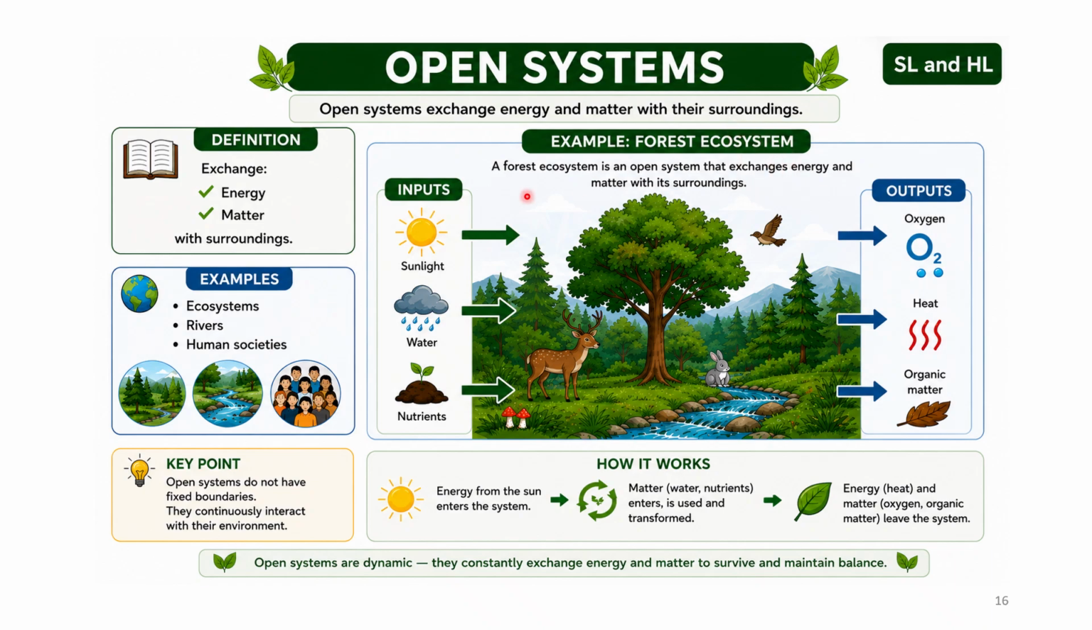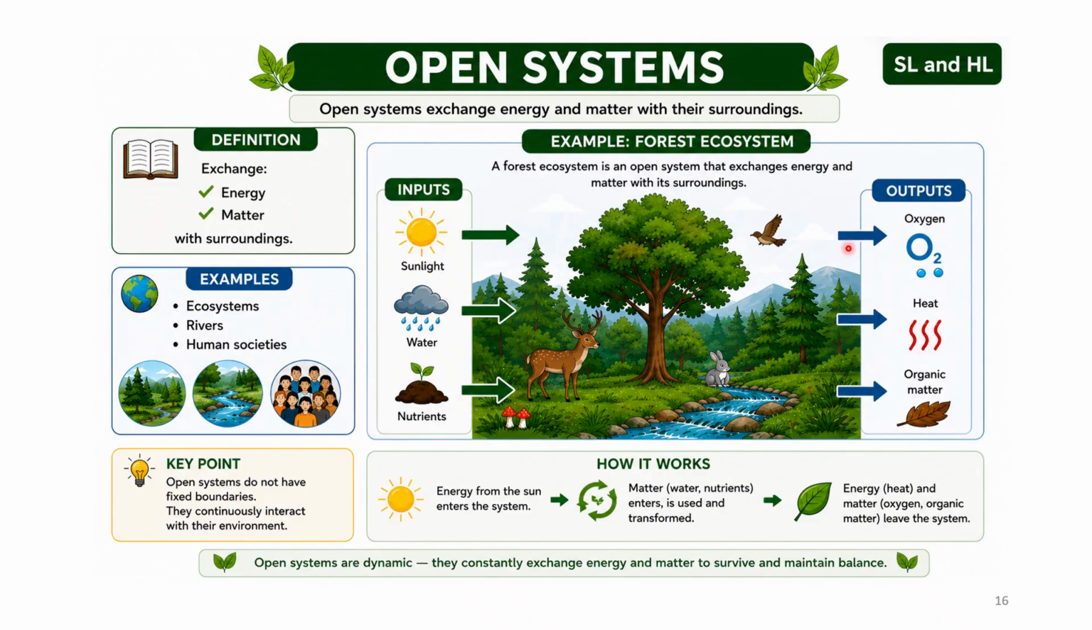Most natural ecosystems are open systems because they continuously interact with the environment around them. The forest ecosystem shown here is an excellent example. Inputs entering the system include sunlight, which provides energy for photosynthesis, water from precipitation, and nutrients from the soil. These inputs support plant growth, animal survival, and ecosystem productivity.